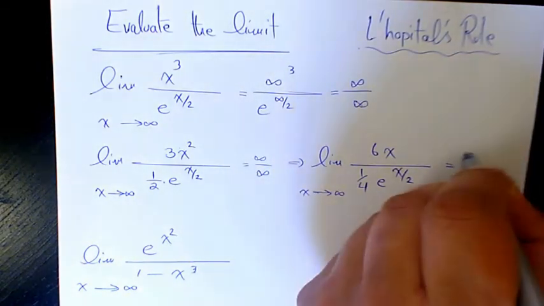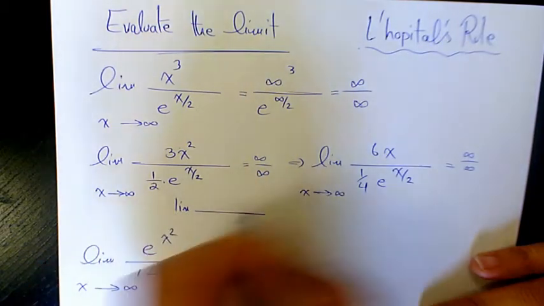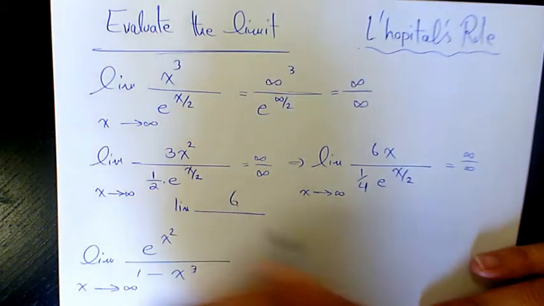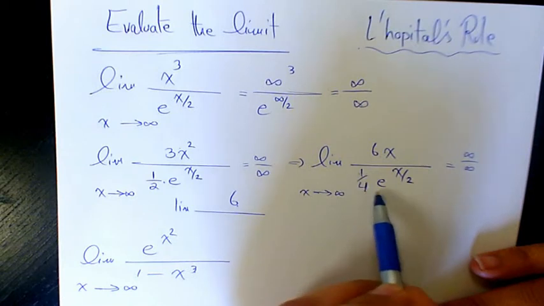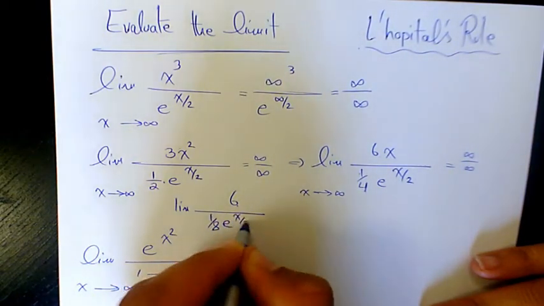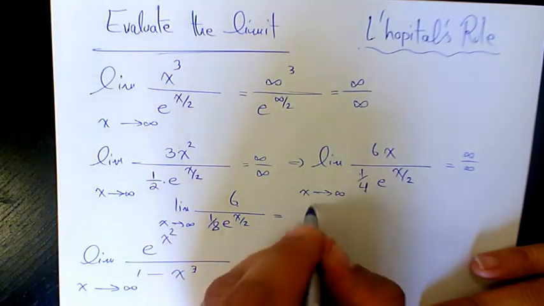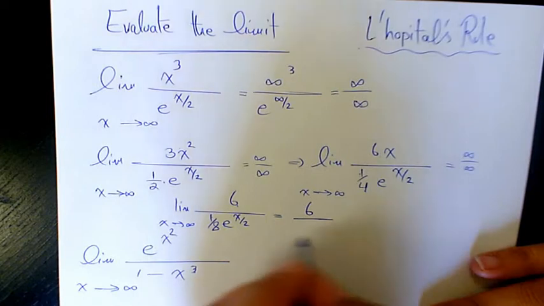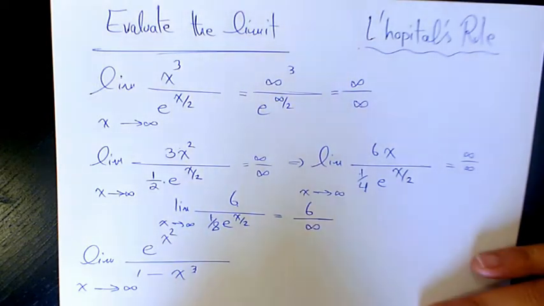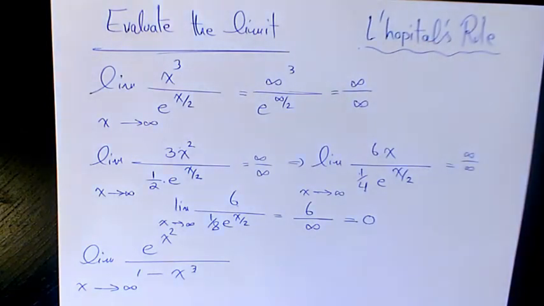Again, it's going to be infinity over infinity. We do it one more time. That's going to be the limit of the derivative of 6x, which is 6, over the derivative of 1 over 4 e to the power of x over 2, which is 1 over 8 times e to the power of x over 2. When x is approaching infinity, that's going to be 6 over infinity, which is equal to 0.